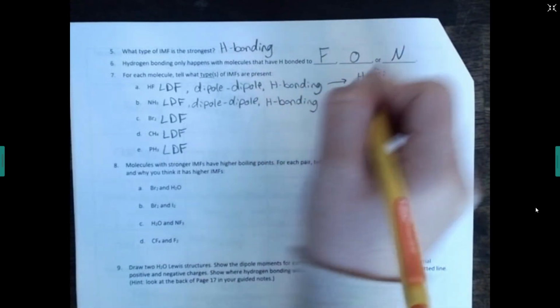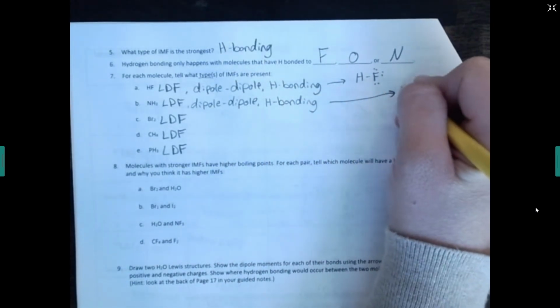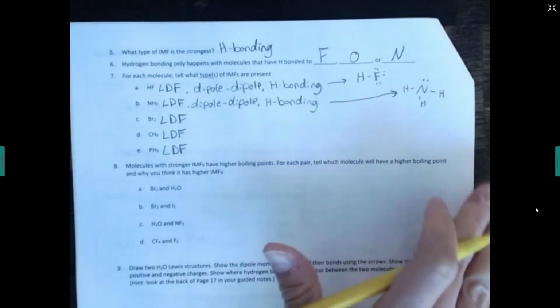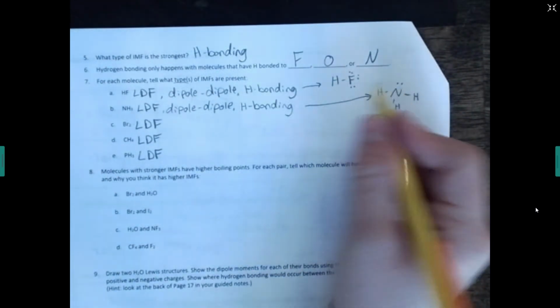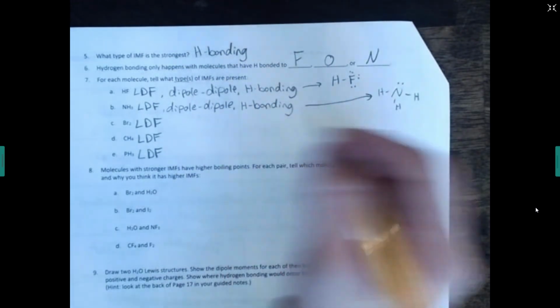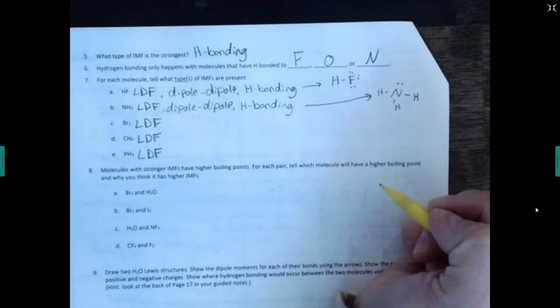How do I know that? Well, I drew the Lewis dot structure. So Lewis dot structure looks like this. I'm doing it kind of quick, but because it has a lone pair on the central atom, it's going to do dipole-dipole because it's a polar molecule. It's going to do hydrogen bonding because it has hydrogen bonded to nitrogen. Okay, that's how I know.